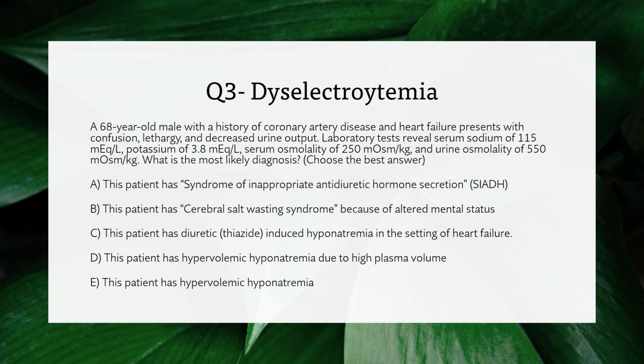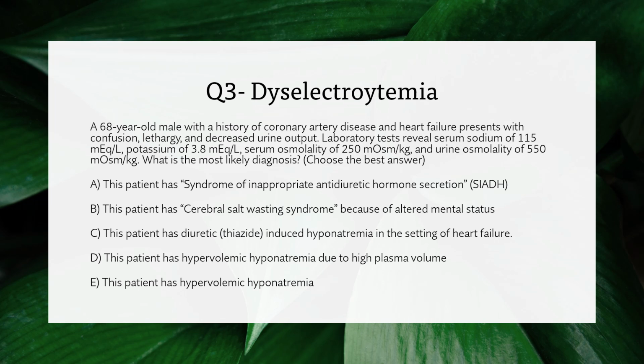Question number 3. A 68-year-old male with a history of coronary artery disease and heart failure presents with confusion, lethargy and decreased urine output. Laboratory tests reveal serum sodium of 115 millimoles per liter, potassium of 3.8 millimoles per liter, serum osmolality of 250 milliosmoles per kg and urine osmolality of 550 milliosmoles per kg. What is the most likely diagnosis?